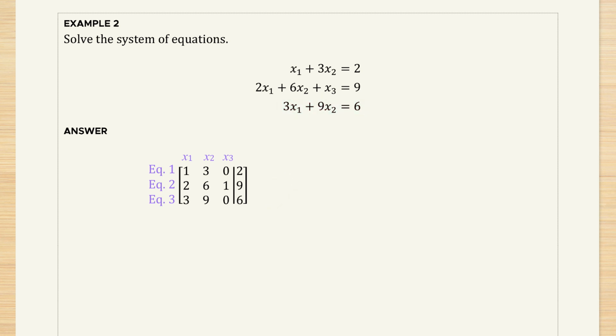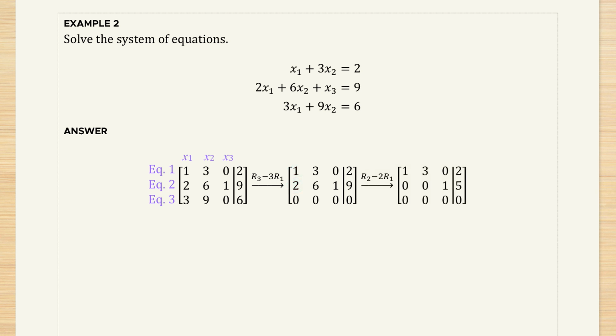Since equation 3 is just 3 times equation 1, we can go row 3 minus 3 row 1 to cancel equation 3. We get a row of zeros. We've lost an equation, so we really only have 2 useful equations to solve this question. Let's try to cancel some more. Looking at the 2 and the 1, we can cancel the 2 by subtracting twice of that 1.